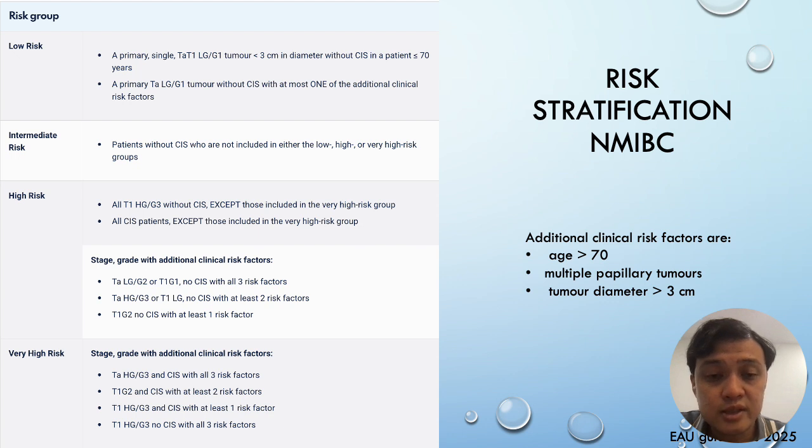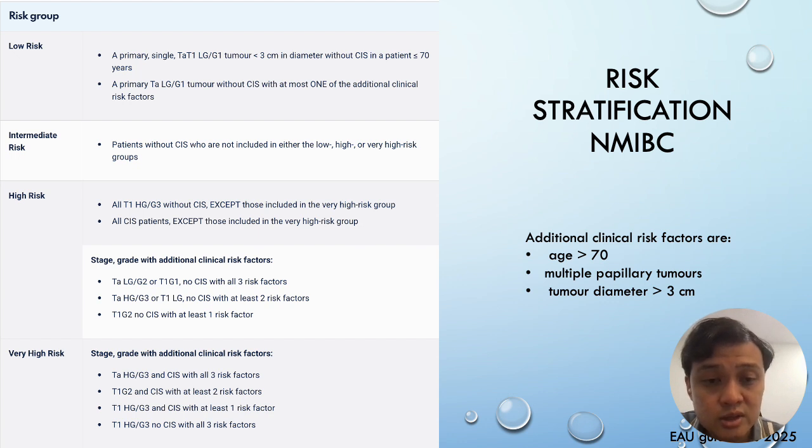One is for non-muscle invasive bladder cancer, and the other one is for non-metastatic upper tract urothelial carcinoma. So I'll go through the one for NMIBC first. You can divide into low risk, intermediate risk, high risk, and very high risk based on the grade as well as the T stage and presence or absence of CIS, plus clinical risk factors, which are stated on the right there: age more than 70, multiplicity of tumor as well as tumor size.